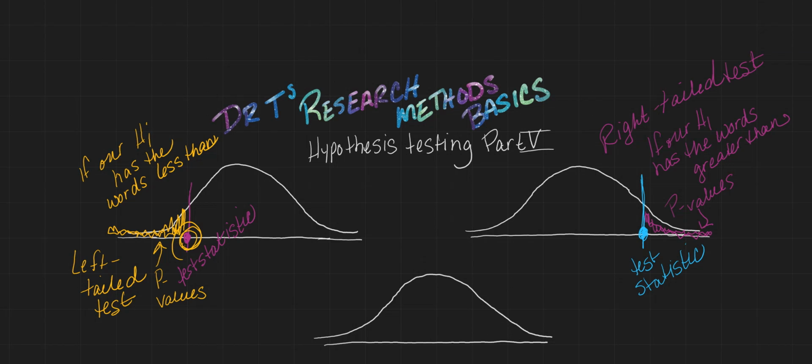And finally, if our alternative hypothesis has the word equal or the symbol equals, then we have a positive and a negative test statistic. Let's see if we can say why here.